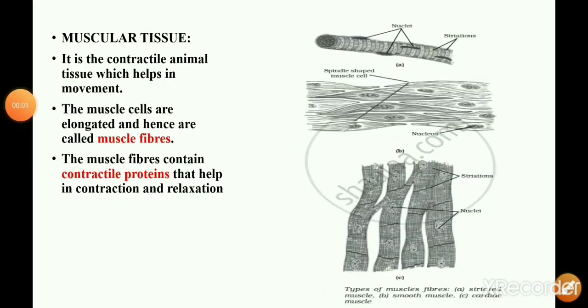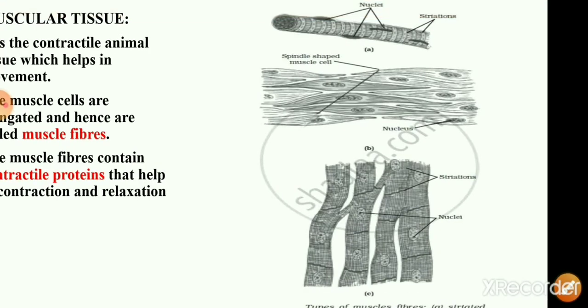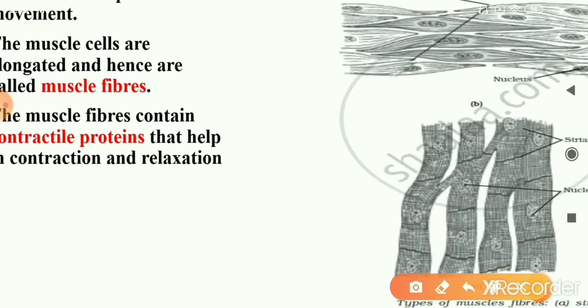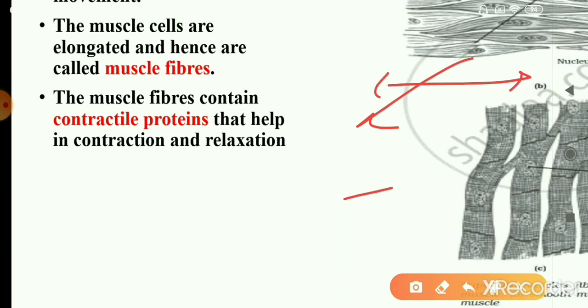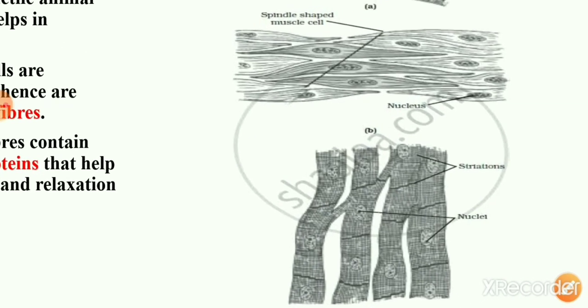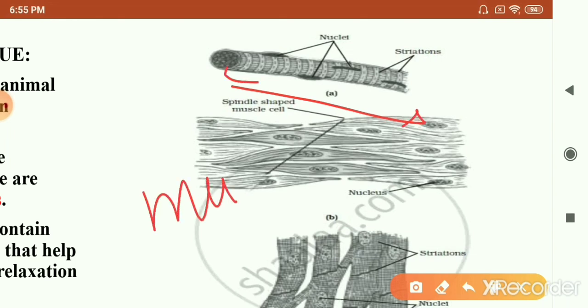Muscular tissue is a contractile animal tissue which helps in bringing about various kinds of movement. The muscular tissue or muscle is made up of muscle cells, and these muscle cells are quite elongated. So as the muscle cells are quite elongated, they are also called muscle fibers.